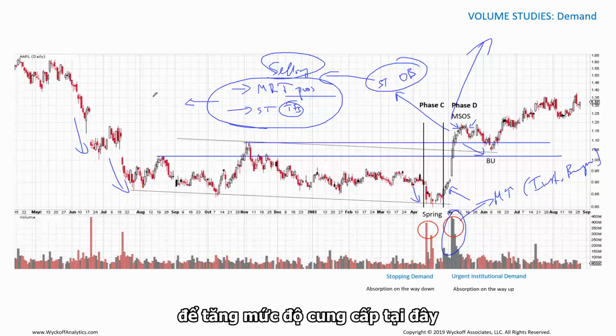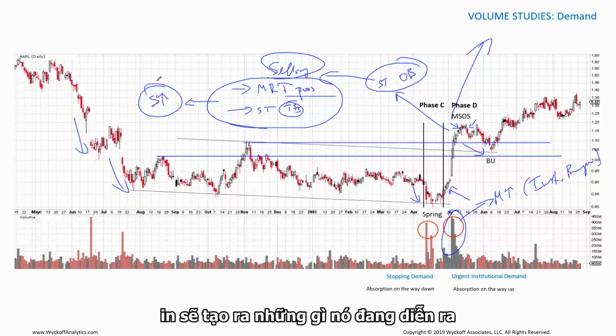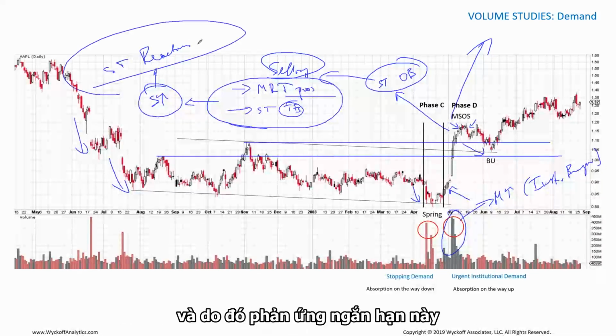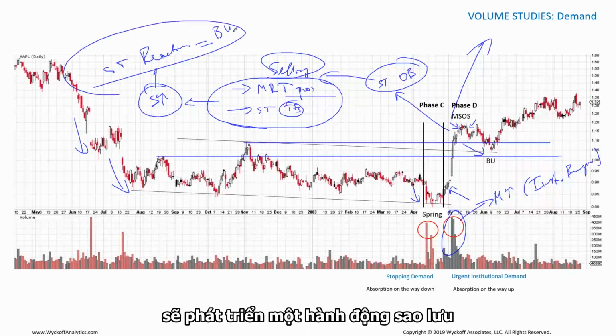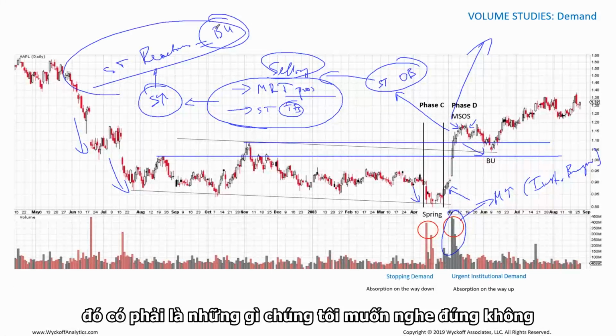So they're going to increase the level of supply at this level of the price. And that increase of the supply and selling is going to produce what? It's going to produce a stopping action and a short-term reaction. And therefore, this short-term reaction is going to develop a backing up action. Yeah, Eric? Is that what we wanted to hear, right?